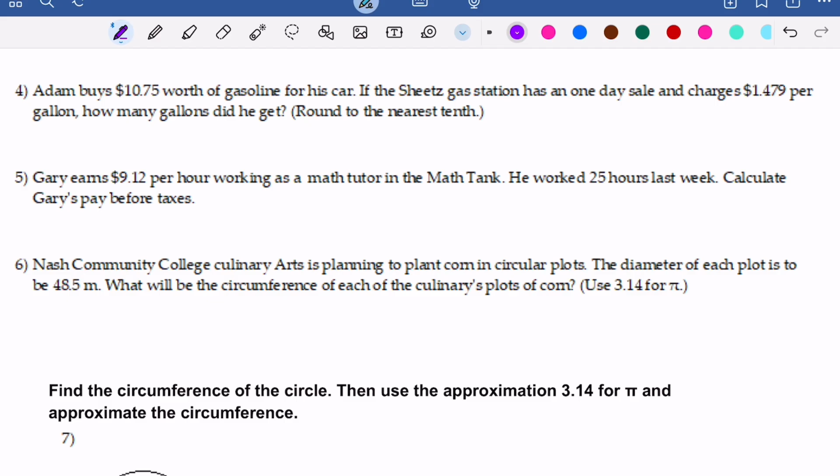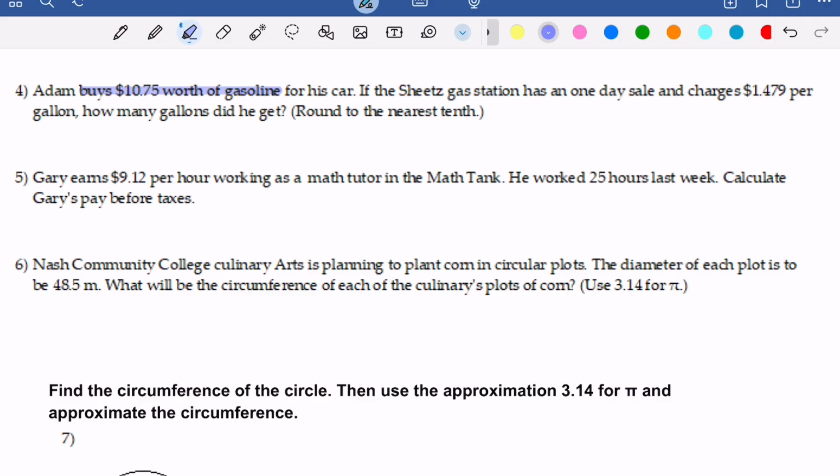Number 4, Adam buys $10.75 worth of gasoline for his car. If the Sheetz gas station has a one-day sale and charges $1.479 per gallon, how many gallons did he get? And we want to round to the nearest tenth. Okay, so he bought $10.75 worth of gas.